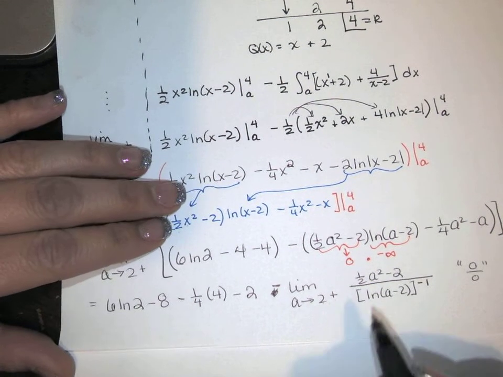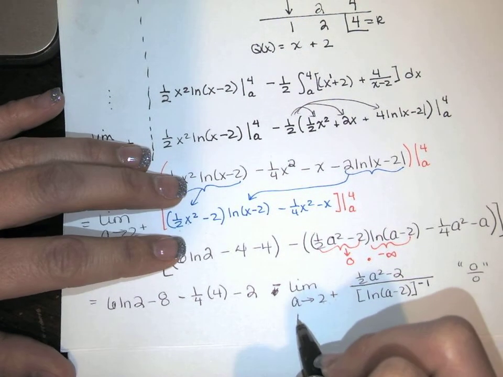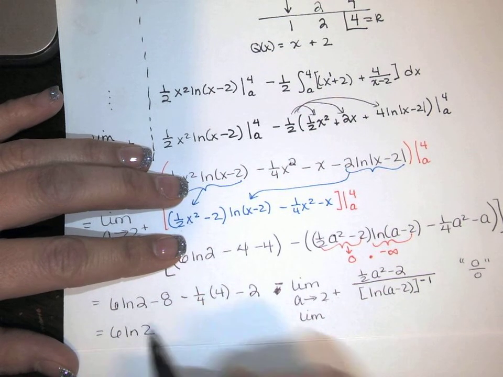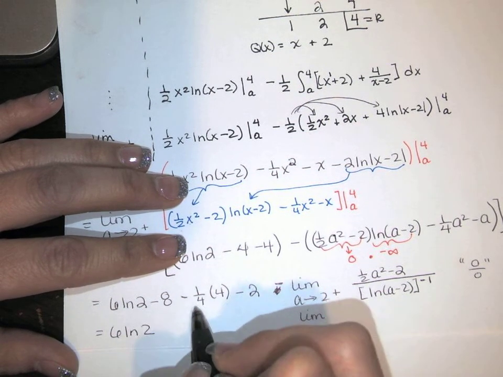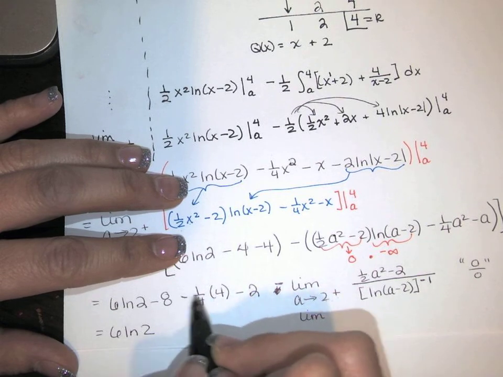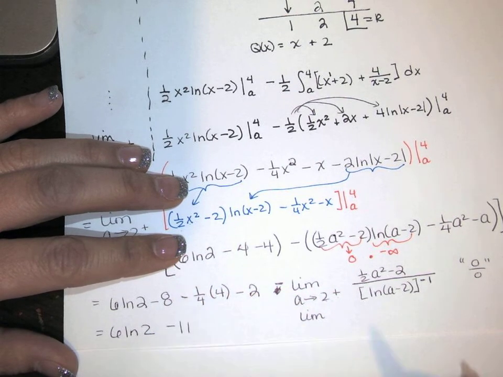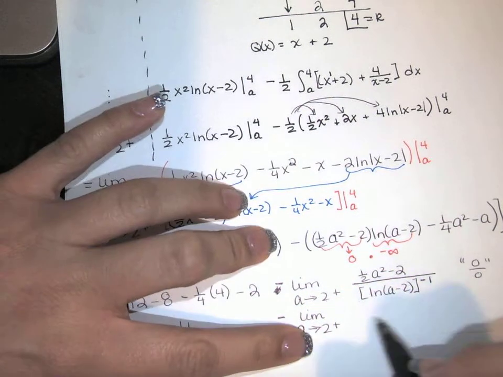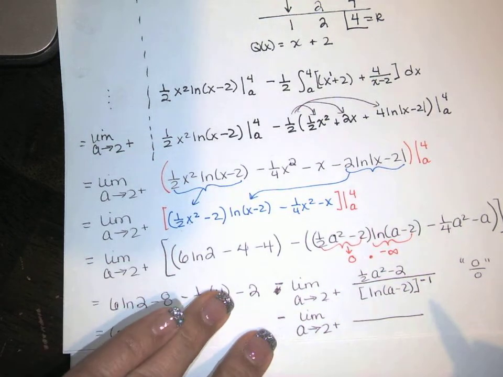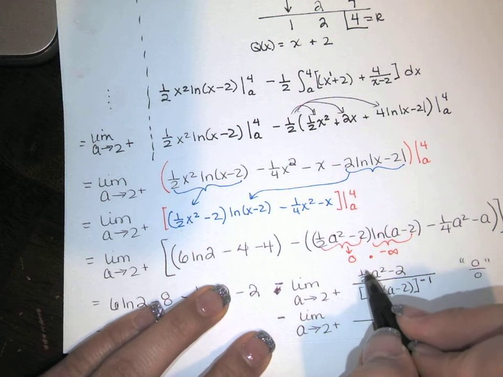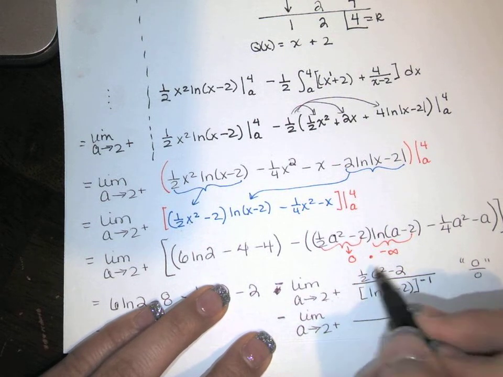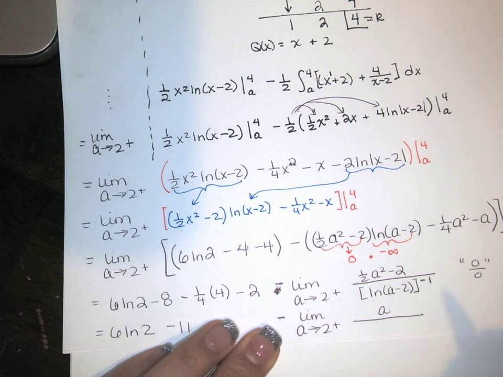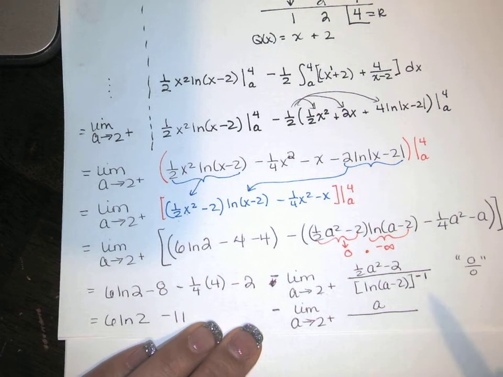Now, by L'Hopital's rule, this limit is equal to another limit. And all this other stuff should come down as well. So we've got 6 natural log of 2, minus 8 minus 1, that's minus 9. Minus 9 minus 2 is minus 11, minus this limit over here. Take the derivative of the numerator. So you'll have 1/2 times 2, you bring that power down, is 1, times a to the 1 less power, so that's a to the first, times the derivative of the denominator.